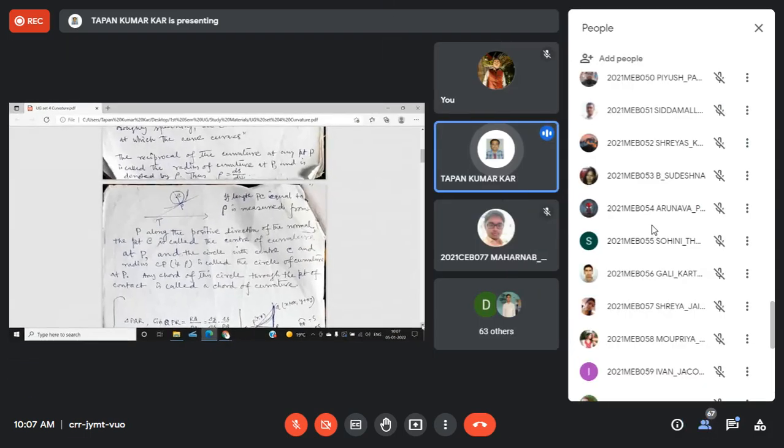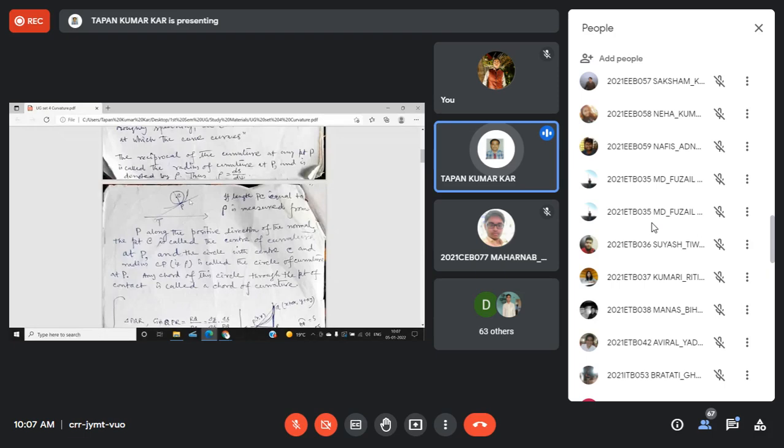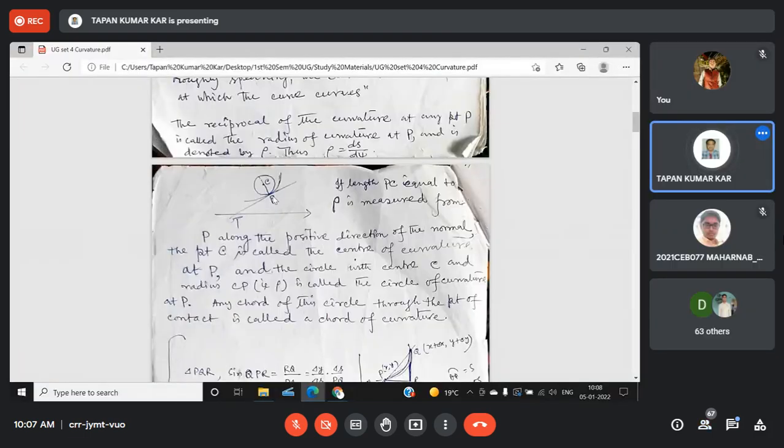And look at this figure here. This is the tangent at the point P, and look at the sentences. If length PC is equal to rho, the radius of curvature is measured from P along the positive direction of the normal, at the point C. The point C is called the center of curvature at P, this point C, and this is the curve.